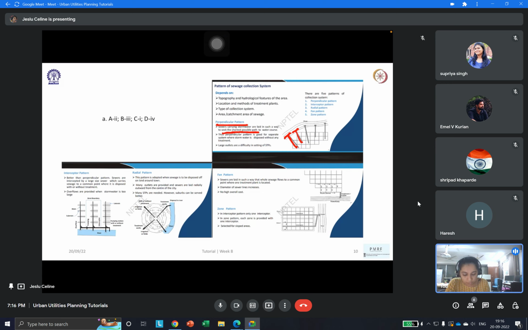And this pattern is good for a separate system where stormwater is disposed without any treatment. Because if you observe, these are all independent perpendicular paths which are going. So if you need a treatment, you can't have it at a separate location; you'll have to take it somewhere else. So this is not suitable where you need a lot of treatment, because with large outlets it's difficult to set up multiple STPs. So that's about the perpendicular pattern.